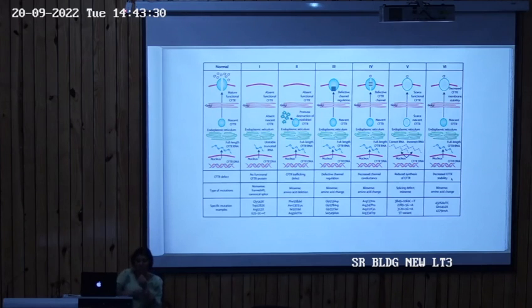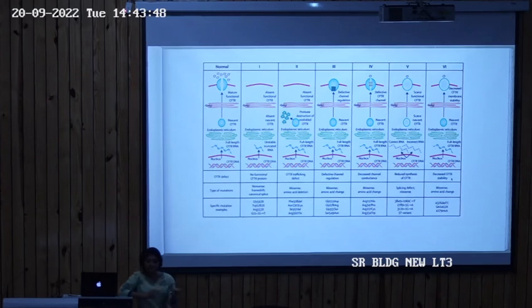Okay, so there are 6 levels, very easy to remember. Last 2 are a bit different, but if you start from 1 to 4, they go in a line. First one has got no protein or no gene. Second one, there is a gene, it is producing the protein, but the trafficking is the problem. It is unable to reach the location where it belongs.